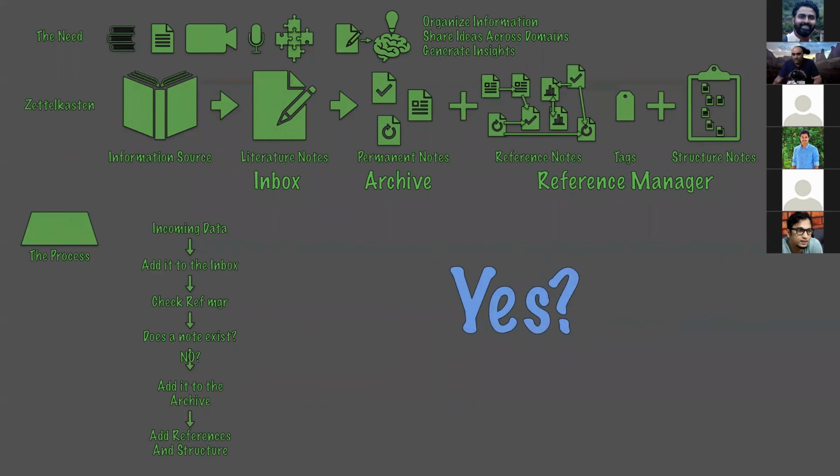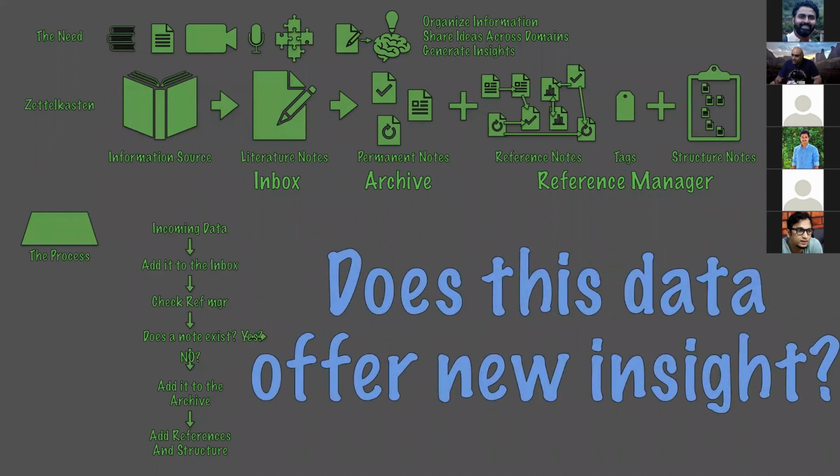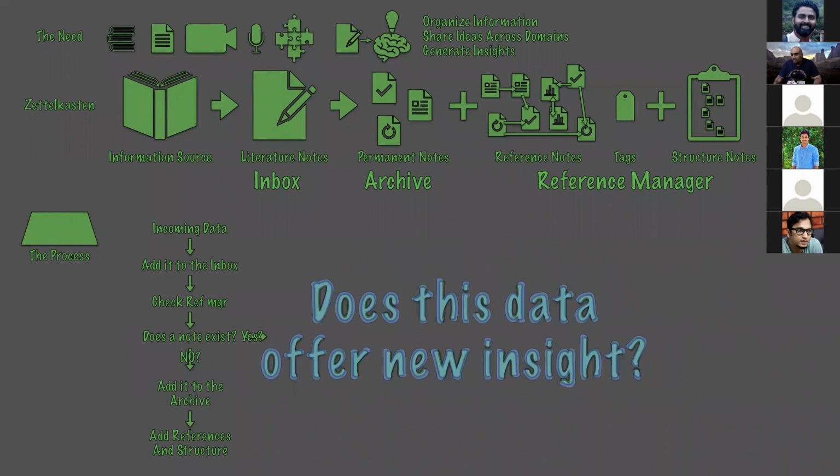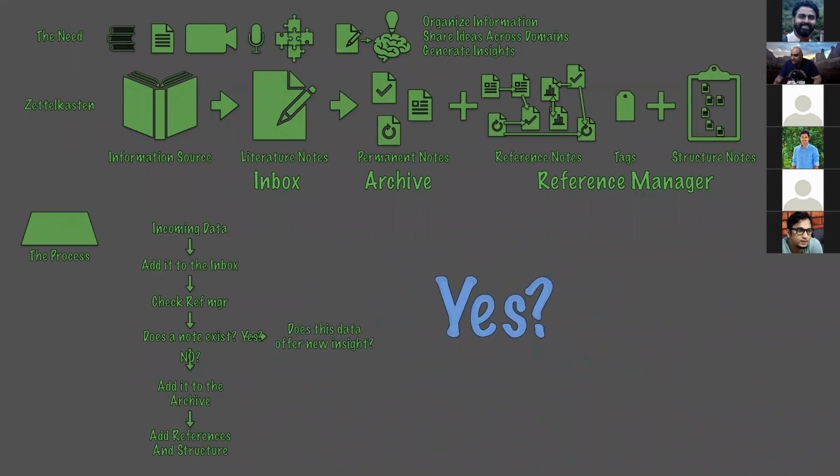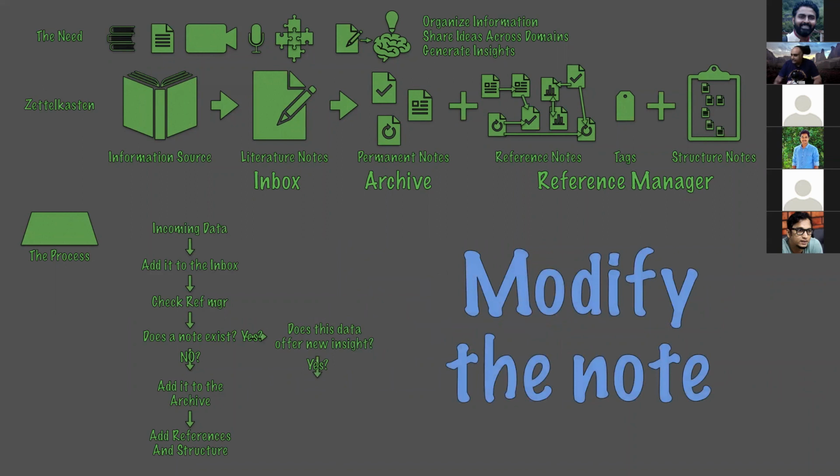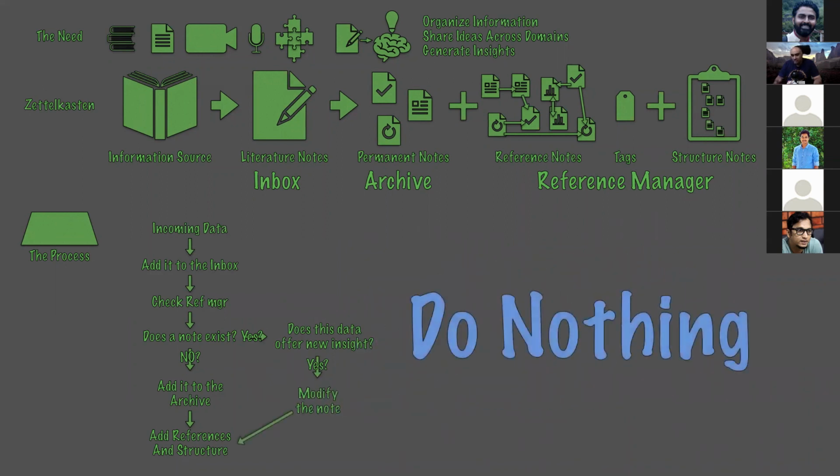Maybe you guys already saw the article that Manikumar had pasted in the chat, and you already have an idea what Zettelkasten is, and you made notes about it. What do you do? You try to see if what you're learning here is offering any new insight or if it is changing what you already know. If so, you go and modify the node that captures that idea. And then you add references and structures. On the other hand, if you find that this data offers no new insight, then you do nothing.